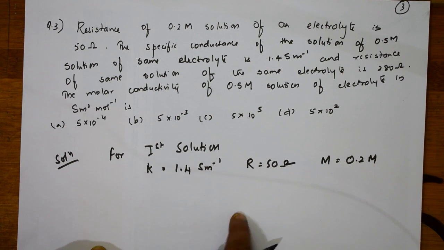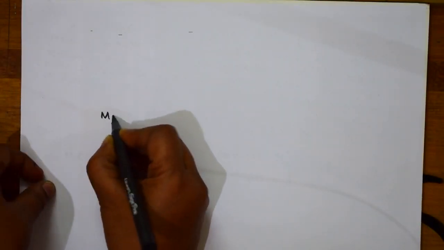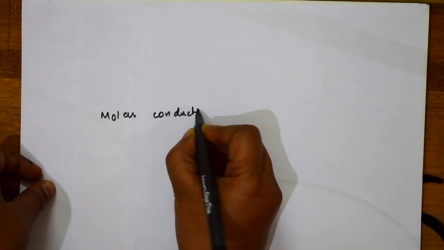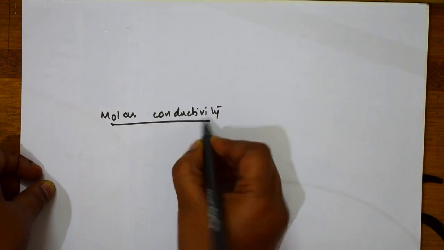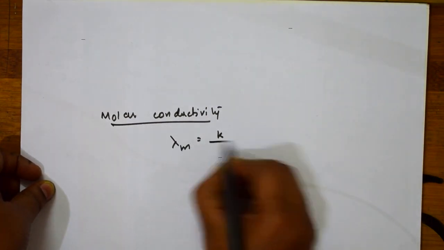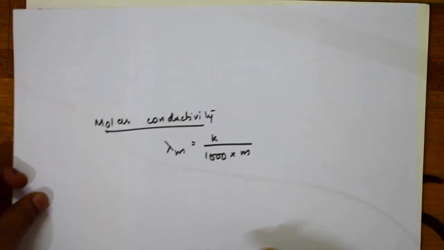Now, what should I find out? I have to find out the molar conductivity. What is the molar conductivity formula? Let me write that first. The molar conductivity formula, which you have already learnt and which I have already taught you in the numericals and formulas to be noted, is lambda m is equal to kappa divided by 1000 into M, isn't it?